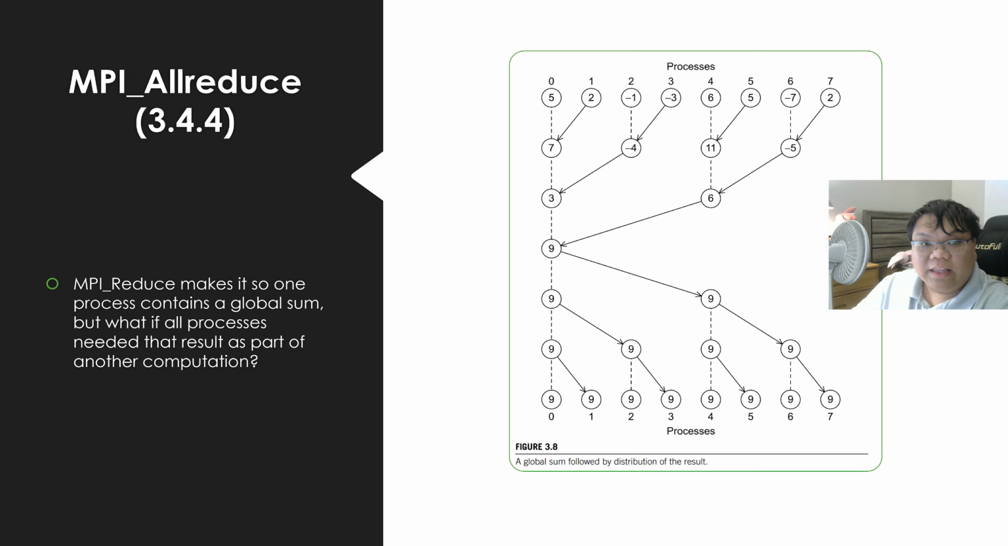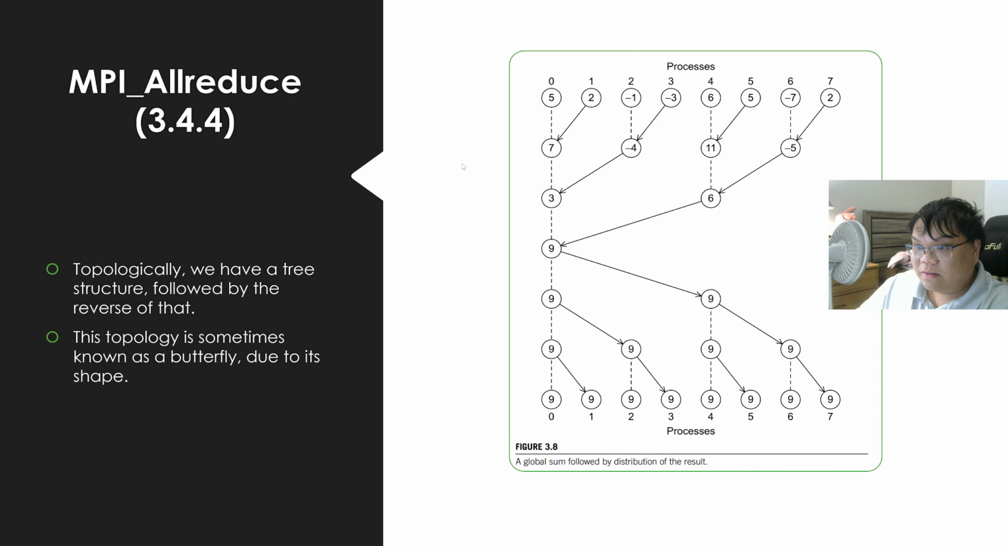So if we just did this half here, that is called reduce. If we just did this half down here, that is called broadcast. But what if we wanted to do a reduce and then a broadcast? Well, that is its own collective communication called all reduce. We have this tree structured communication here, followed by the same thing but in reverse. This topology is sometimes known as a butterfly for obvious reasons.